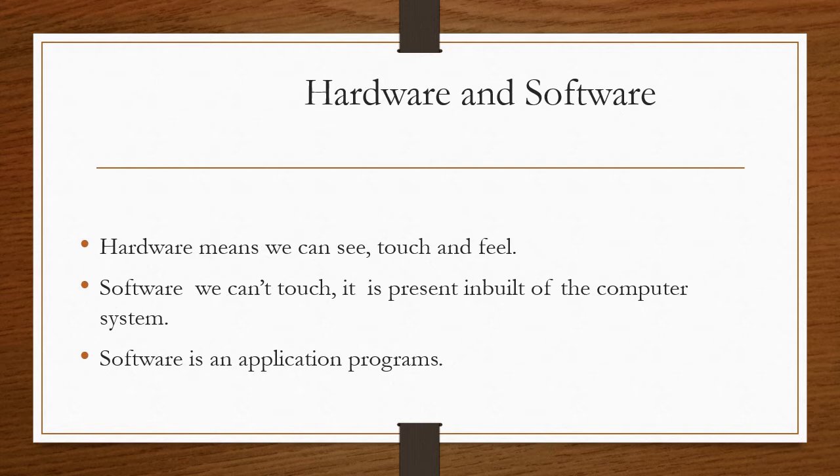So the software is a thing which can be accessed with the help of hardware, because the programs are known as software. We can use it, we can feel it, but we can't touch it. That is software. So software is one kind of program or set of instructions, we can say.